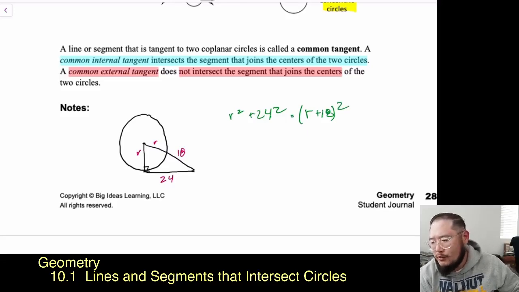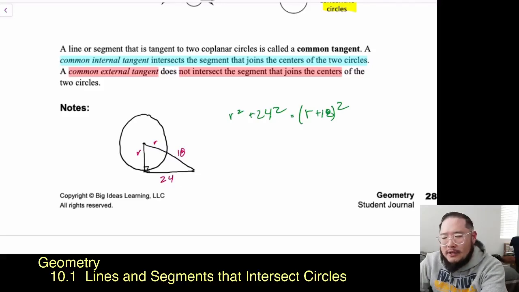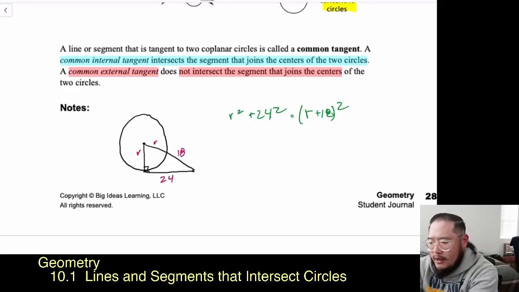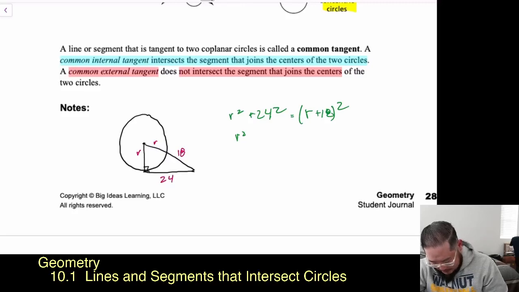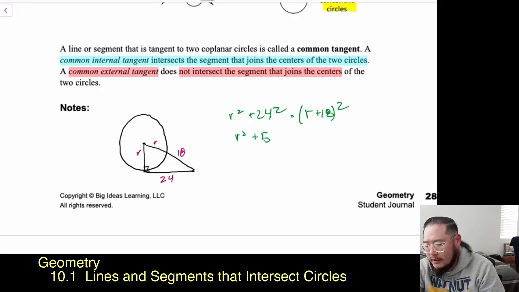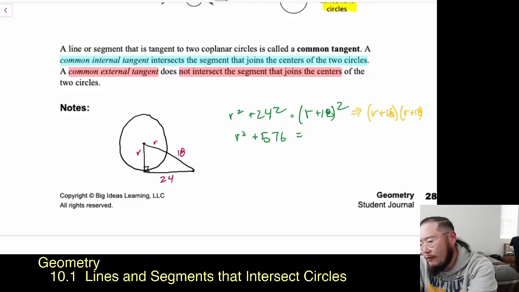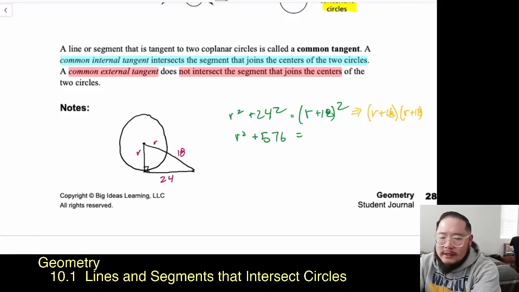What do I do with that r plus 18? You've got to make sure you multiply that out: r plus 18 times r plus 18. So if we do this, we've got r squared, that'll stay the same. We got 24 to the second power, and that happens to be 576. And then the tricky part is making sure you realize that it's not just r squared plus 18 times 18, which is 324. You've got to make sure you FOIL this. And that's the big common mistake that's made.